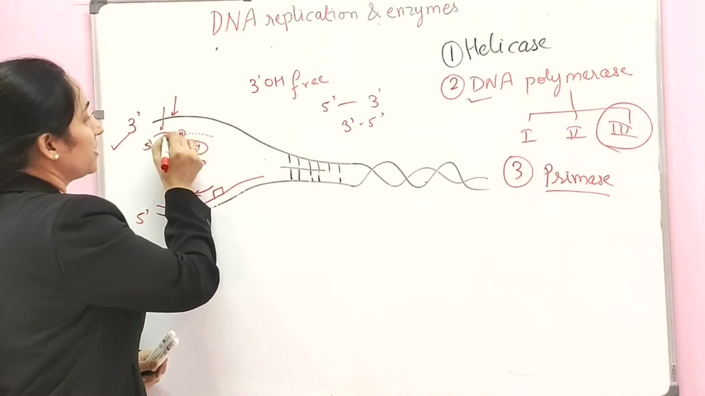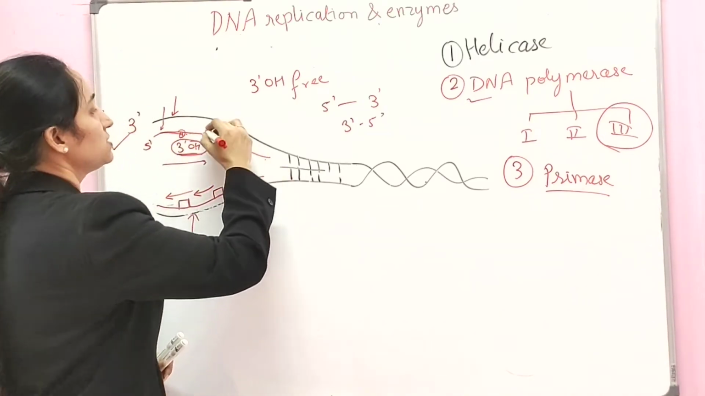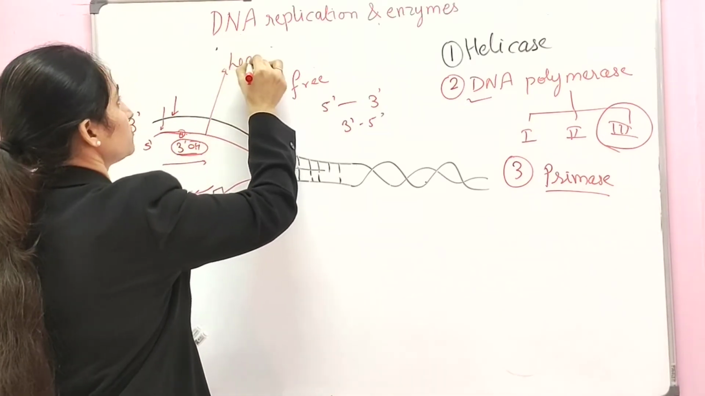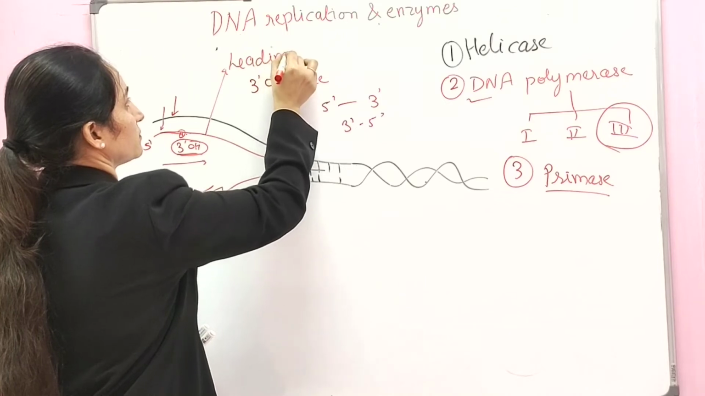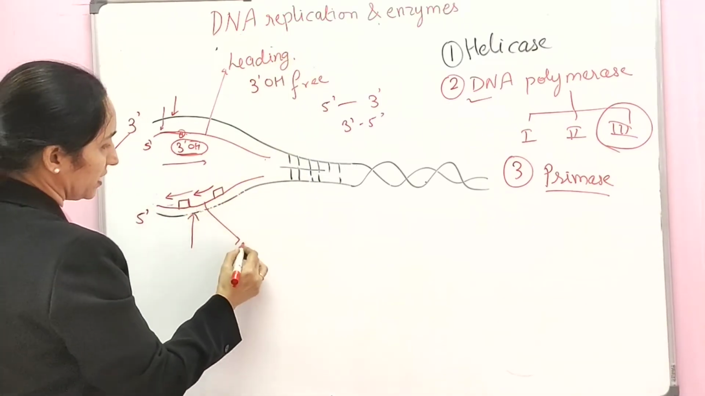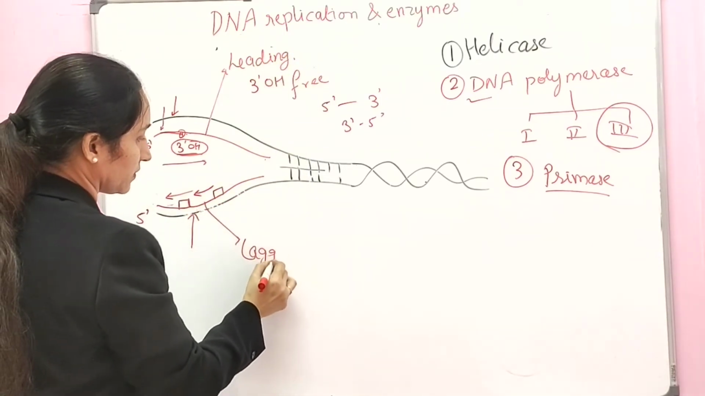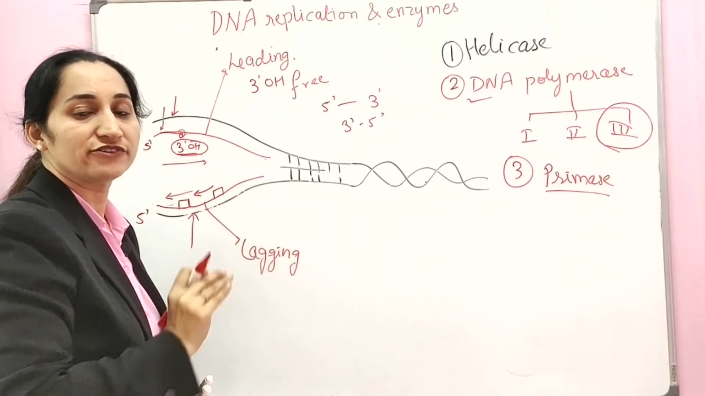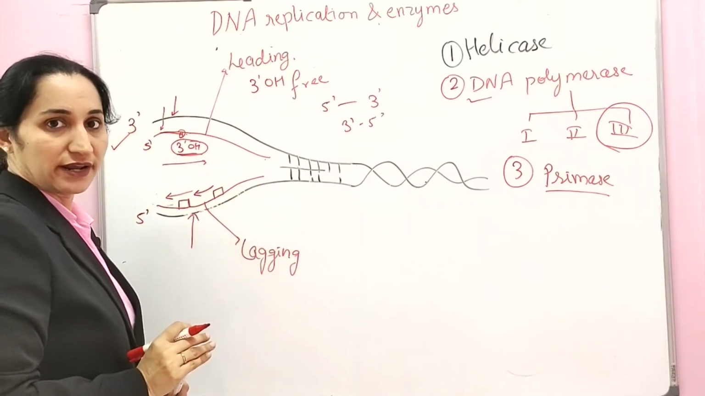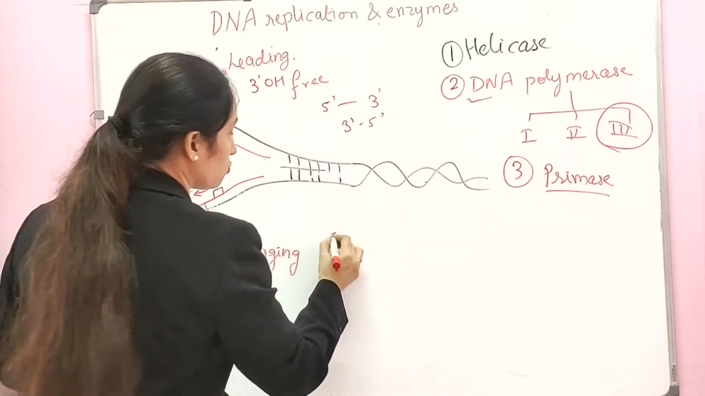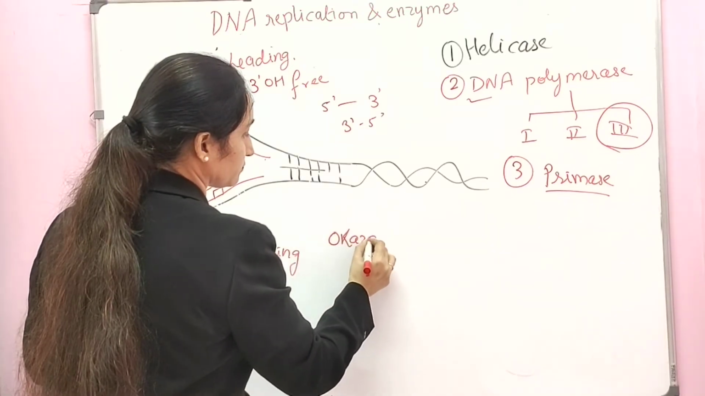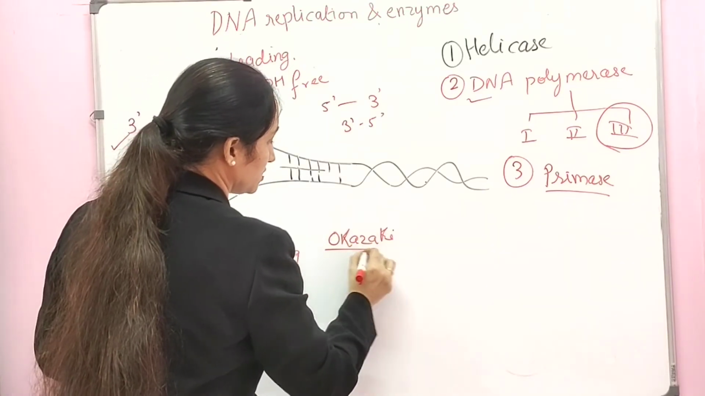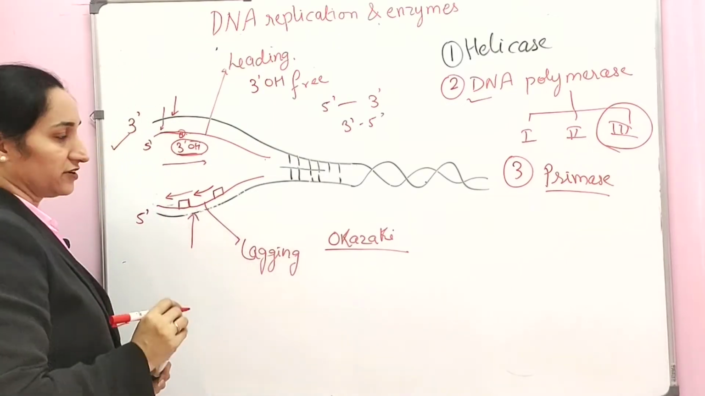Now this strand which is forming continuously is known as the leading strand, and this strand is known as the lagging strand. Now as this lagging strand is forming small fragments, right? Those fragments are known as Okazaki fragments. This word Okazaki is given after its discoverer.